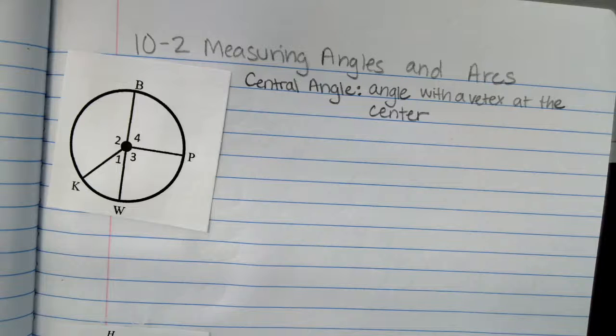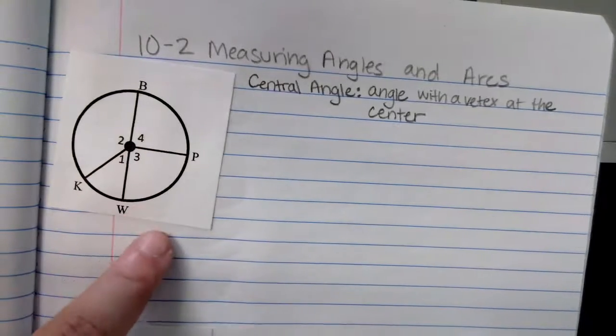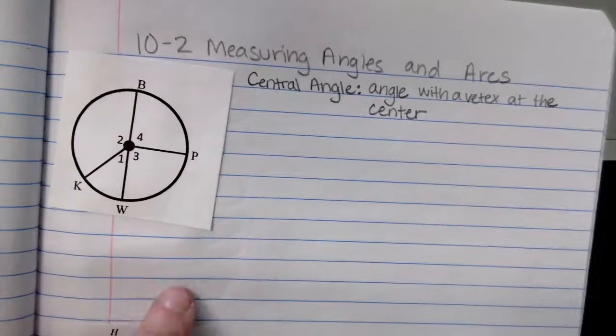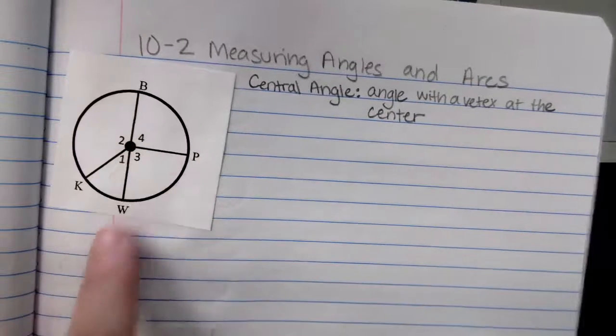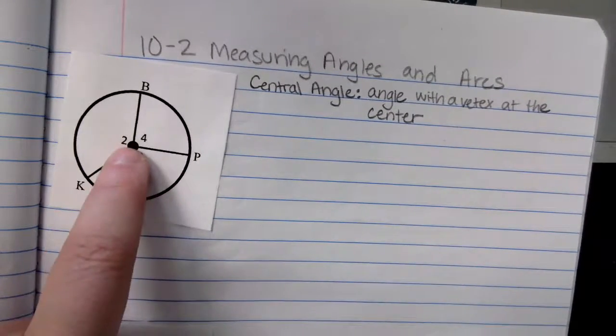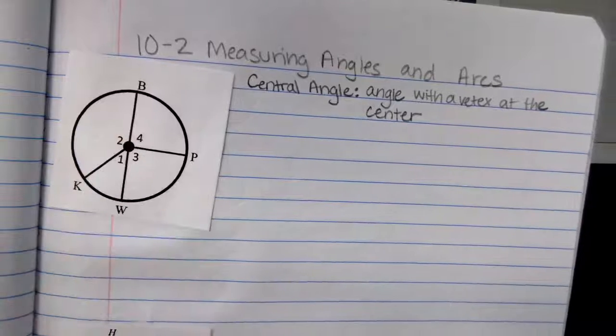So what are some angles you see in this circle that are central angles? 2, 4, 3, and 1. All the numbers are here. If we put a letter in the middle, we could name them like K, A, W if we put an A there, but we don't have a point there.